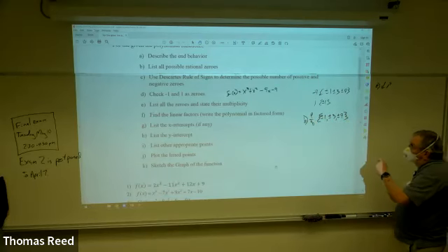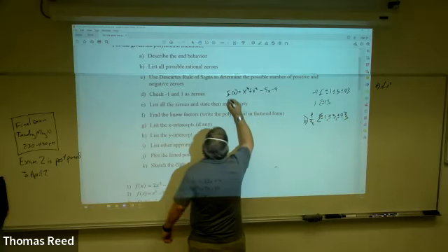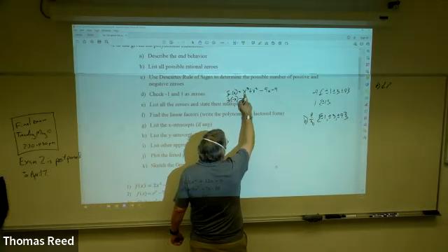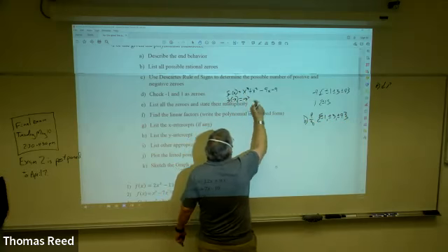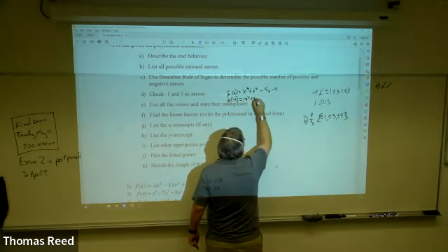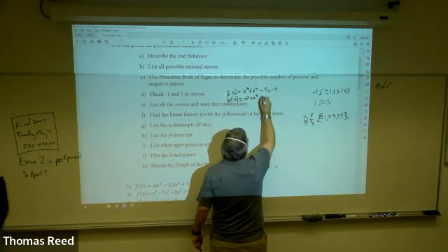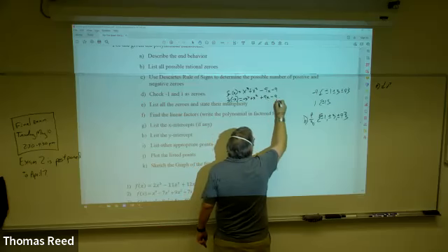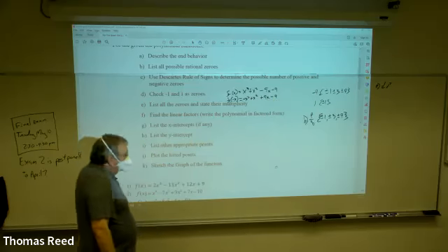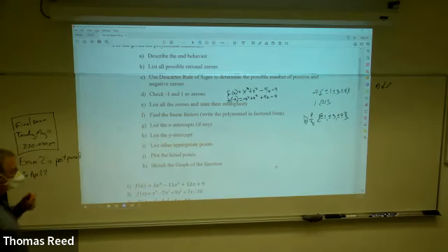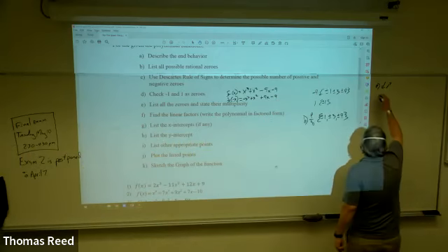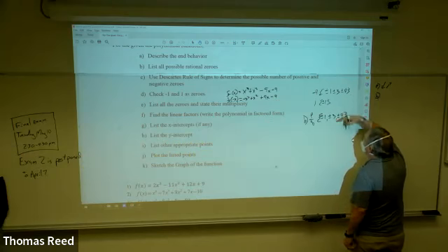Now, Descartes' rule of signs. I'm going to find out what f of negative x is. I put negative x here, I get a negative x to the third. I put a negative x here, it stays plus x squared. Put a negative x here, this becomes plus 9x. And the constant never changes. I can erase this.